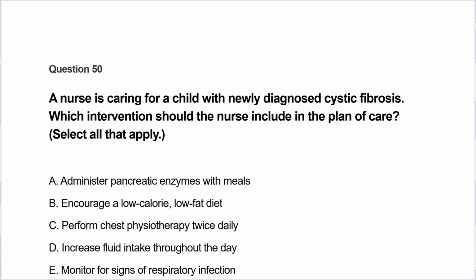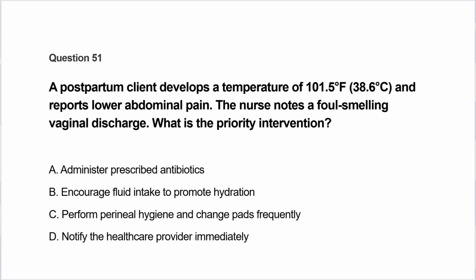D. Increase fluid intake throughout the day. E. Monitor for signs of respiratory infection. Questions 51 to 55. 51. A postpartum client develops a temperature of 101.5 degrees Fahrenheit, 38.6 degrees Celsius, and reports lower abdominal pain. The nurse notes a foul-smelling vaginal discharge. What is the priority intervention?